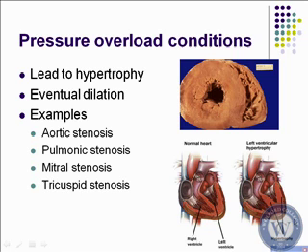Examples are aortic stenosis, pulmonic stenosis. Mitral stenosis would cause hypertrophy not so much of the cardiac ventricle, but of the actual atrium. Tricuspid stenosis would also do the same thing. The atrium is also a very thin cardiac muscle most of the time, so you don't get the degree of hypertrophy that you would see in the left ventricle.